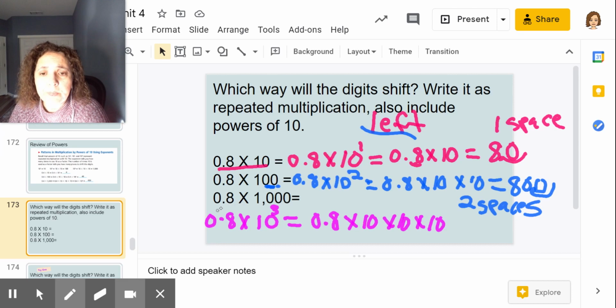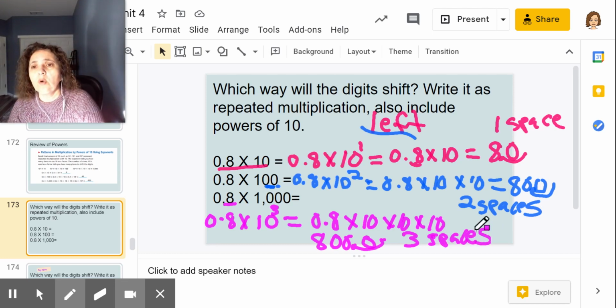Ignore the decimal. What's 8 times 1,000? Good, 8,000. I'm not going to put in my comma because I'm going to have to put in a decimal. 1 decimal place, 1 decimal place, it becomes 800. And that one moved how many places? 3 spaces.